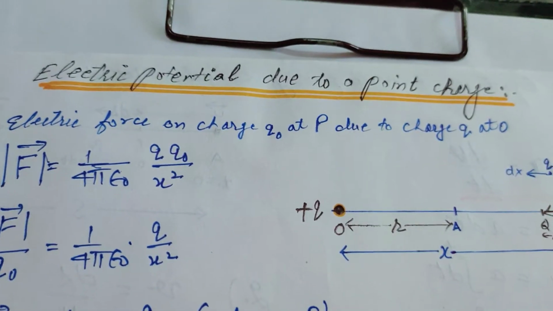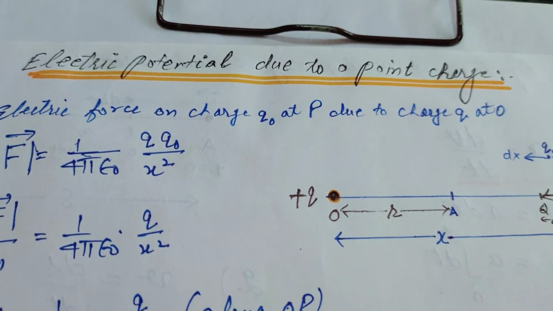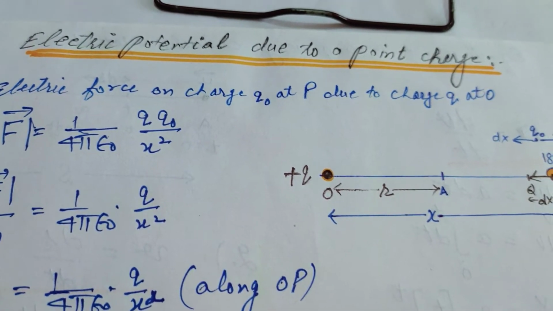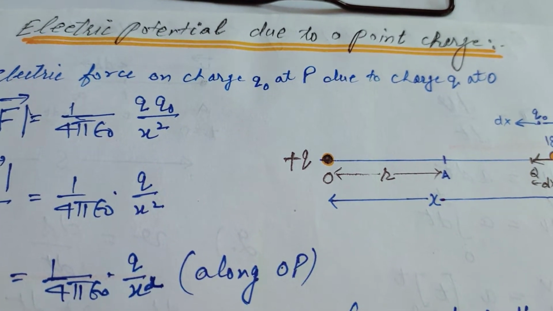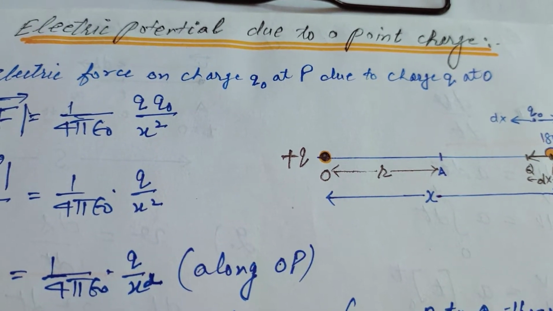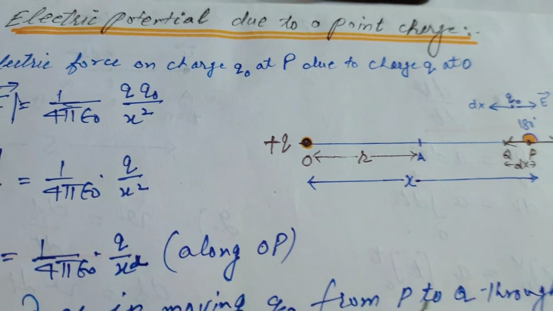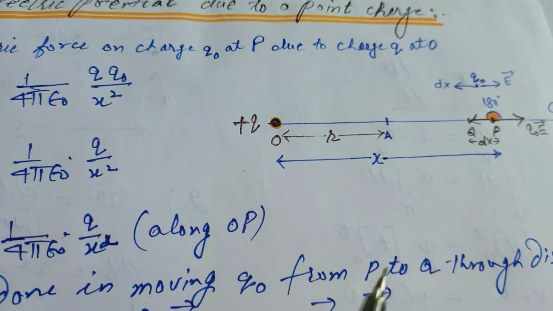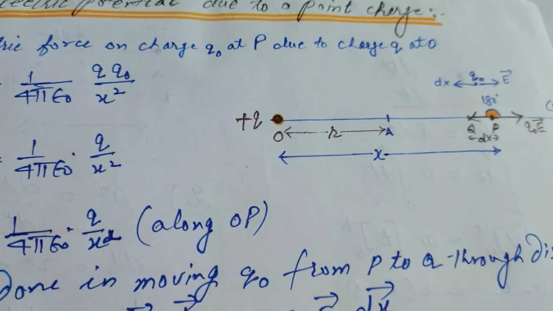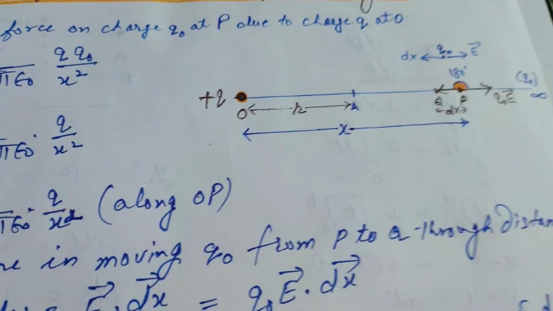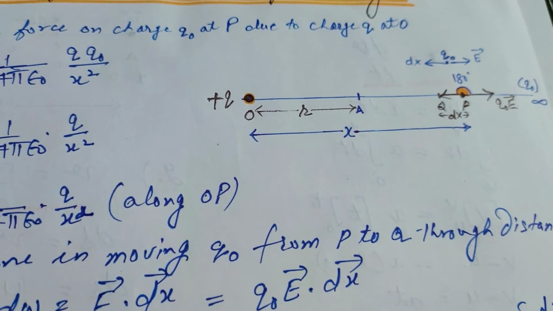Dear students, I am here again with a new topic, that is electric potential due to a point charge. As per the definition of electric potential in 10th standard, you must remember that the amount of work done in moving a test charge, I can say unit positive test charge, from infinity to some point inside the electric field, that was electric potential. But there were conditions.